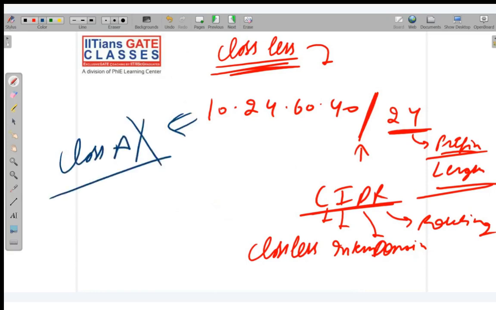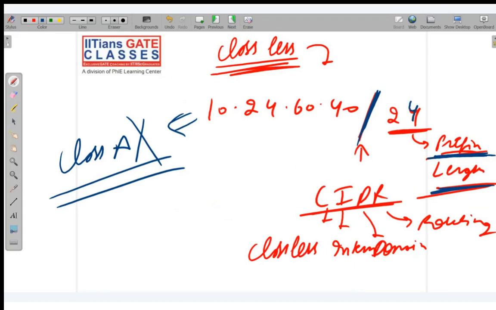Because you have got this slash and here 24. Okay, so now they are specifying it like this. Can you give me any hint why they are using this type of notation, or why prefix length is explicitly specified? Because now the size of the prefix is not fixed. Earlier this prefix was the net id, and the net id part was fixed, either 8 or 16 or 24.